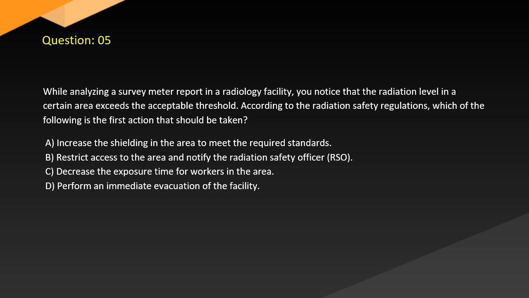Question 5. While analyzing a survey meter report in a radiology facility, you notice that the radiation level in a certain area exceeds the acceptable threshold. According to the radiation safety regulations, which of the following is the first action that should be taken? A. Increase the shielding in the area to meet the required standards. B. Restrict access to the area and notify the radiation safety officer (RSO). C. Decrease the exposure time for workers in the area. D. Perform an immediate evacuation of the facility.